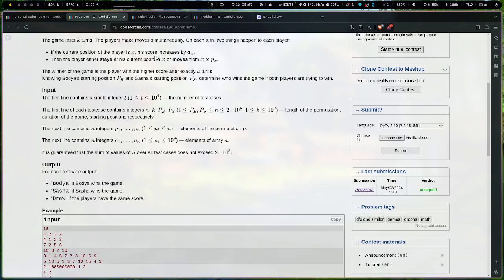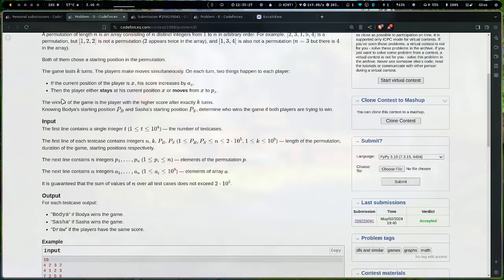Now, after playing each move, the player will have a choice. What choice? Either they can stay at their current position, or they can move to P of x. Okay, there we have a choice.